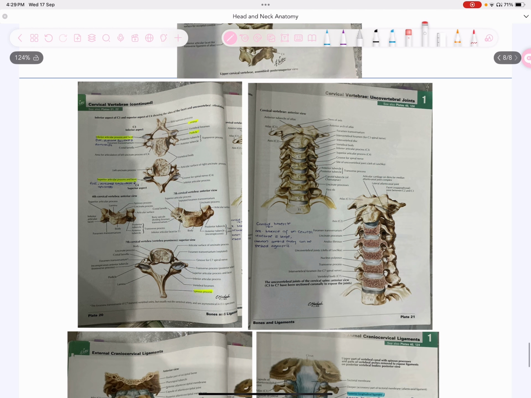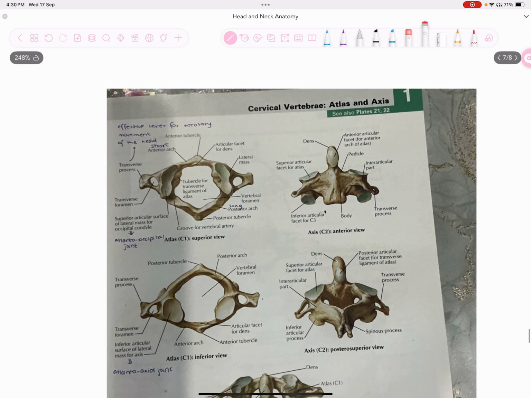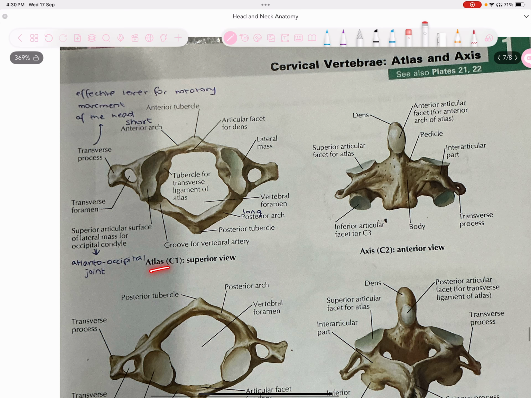Now talking about, so this was the basic information. Now talking about the first cervical vertebra, it is called atlas. Here you can see, this is atlas. It can be identified by the following features. It is ring shaped. It has neither body nor a spine.